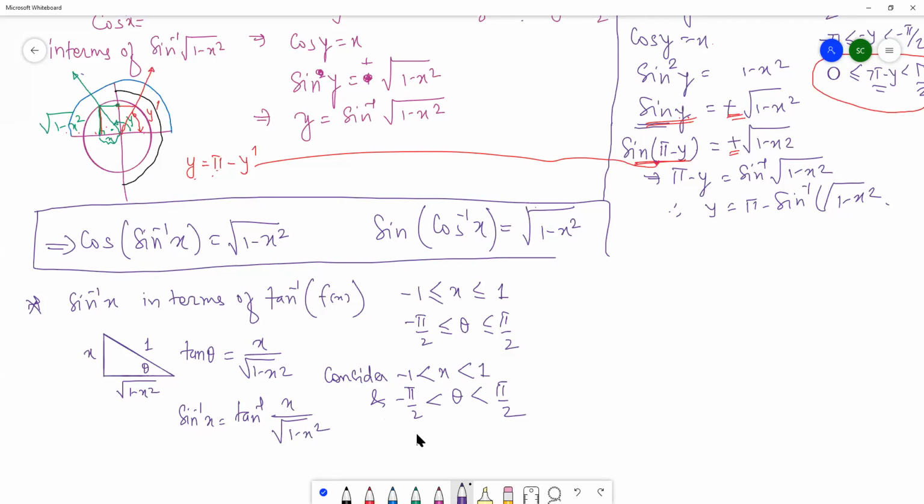Okay, and as Pranav has rightly said, if x is equal to 1, then sine inverse of x is equal to pi by 2, and if x is equal to minus 1, then sine inverse of x is equal to minus pi by 2. Okay, so that is easy. Now express the next problem.